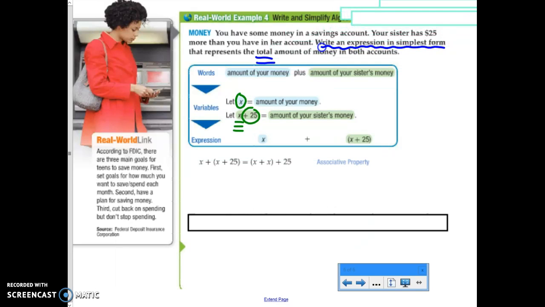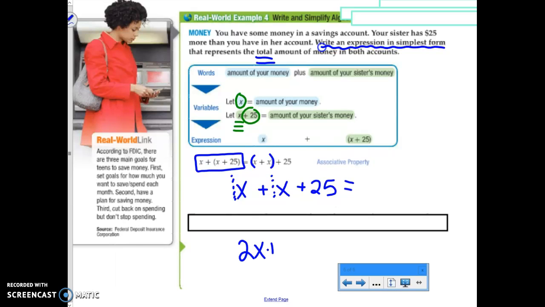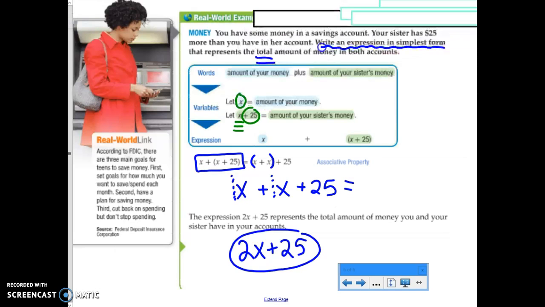Here you can see they used the associative property, so they took x plus x plus 25, and they just rearranged it so that way they added those like terms together. So x, remember, x plus x is 1 x plus another 1 x plus 25, which is going to give me 2 total x's plus 25. That is the simplest form that can be in because we've combined all of our like terms so far.